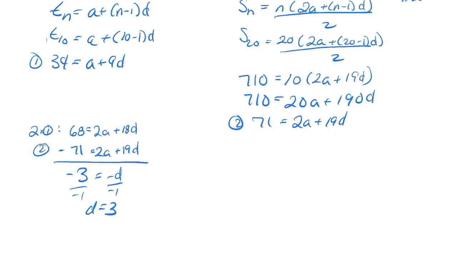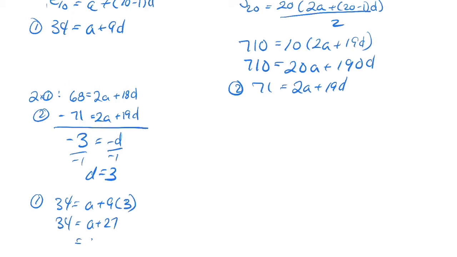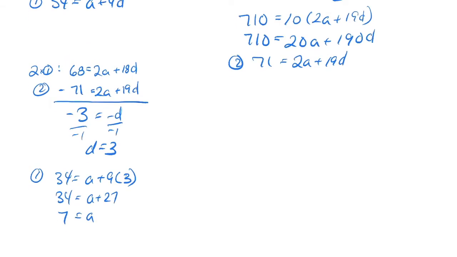Now we need to find out what the first term is, what a is. I'll plug that back into maybe the first equation. So here I get 34 equals a plus 9 times d, which is 3. So 34 equals a plus 27. Subtracting 27 from both sides, I get a equals 7. So I know that the first term is 7.